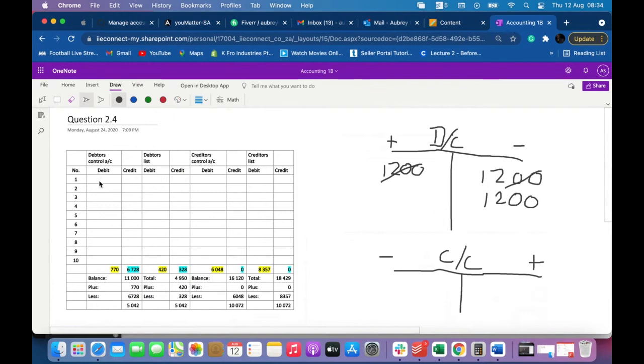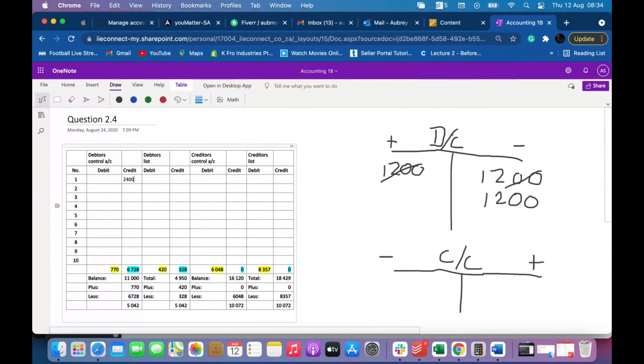2,400. Okay, so we come here. I'm still drawing here. So we come here and we say credit the debtors control account, and that's 2,400. Okay, done. Now we're done with the first one. Then we go to the next one.